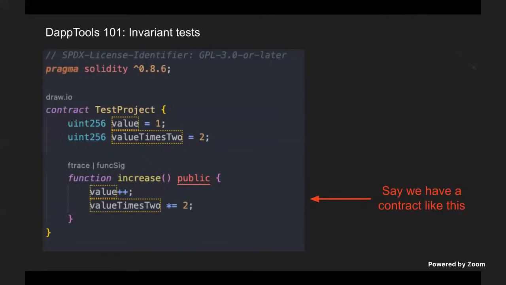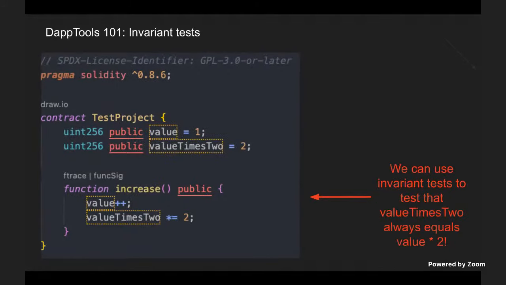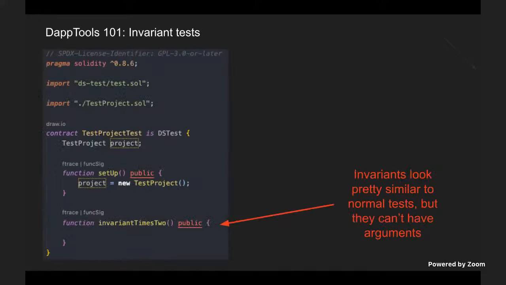We have this contract called increase. It has a value state variable, and it has a value times 2 state variable, which we want to assert is always twice the value of value. So we know we can use invariant tests. So how are we going to do that?